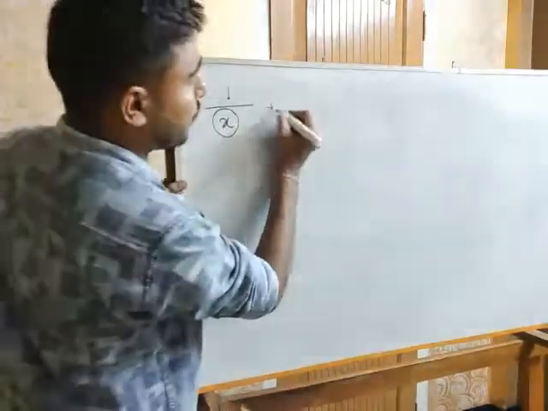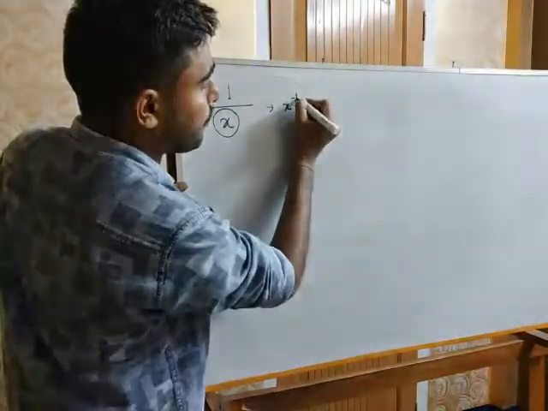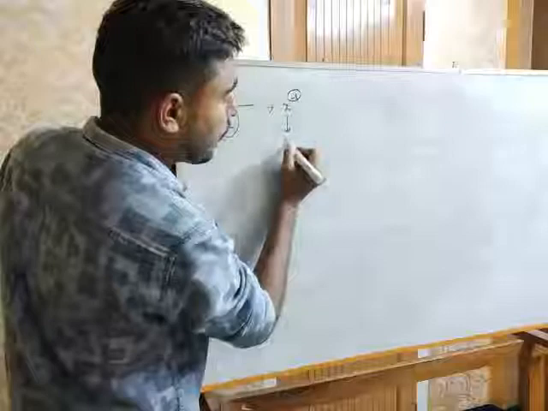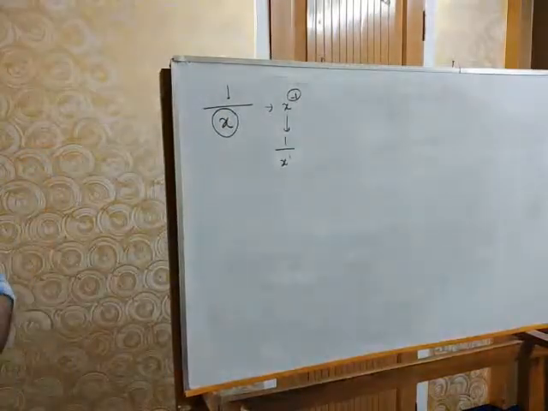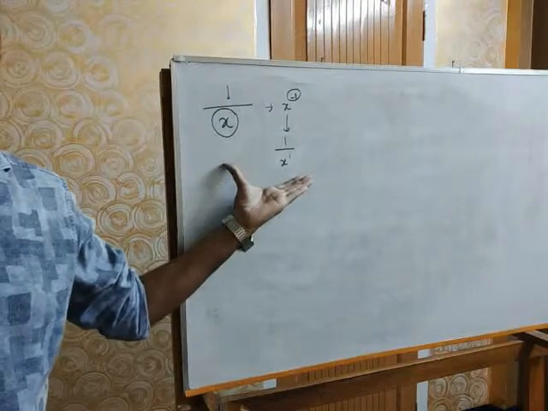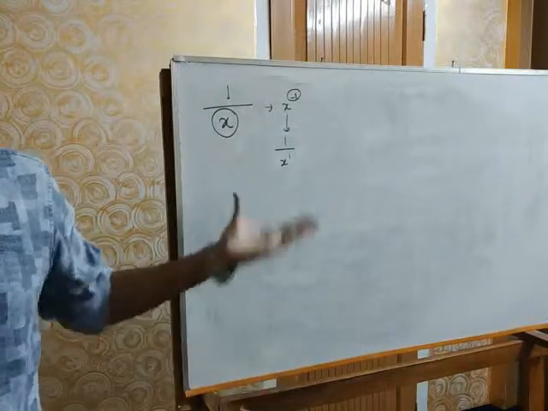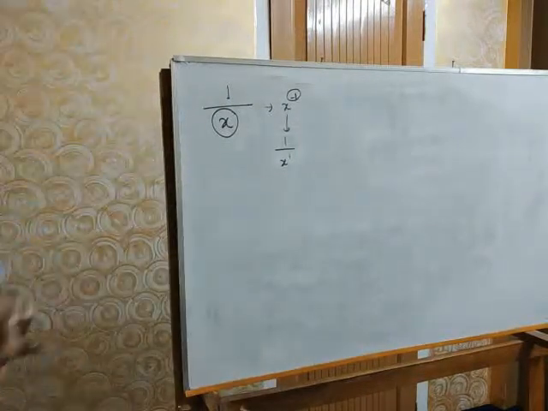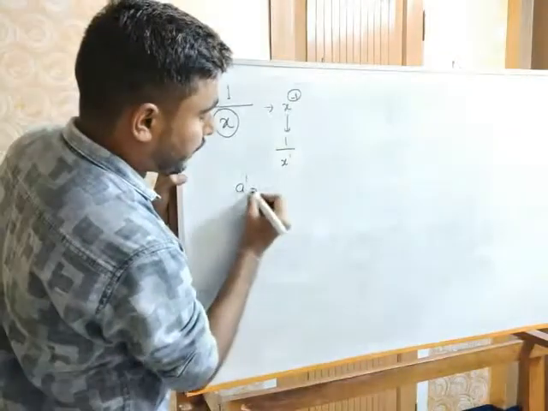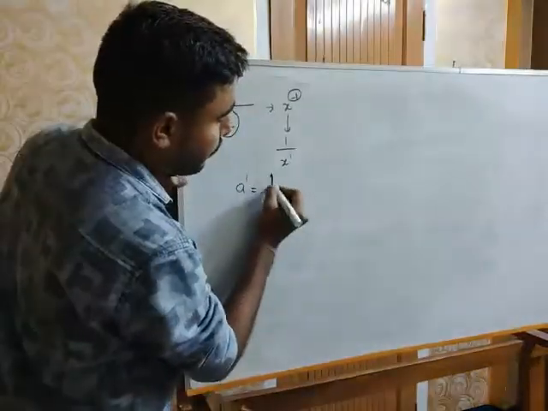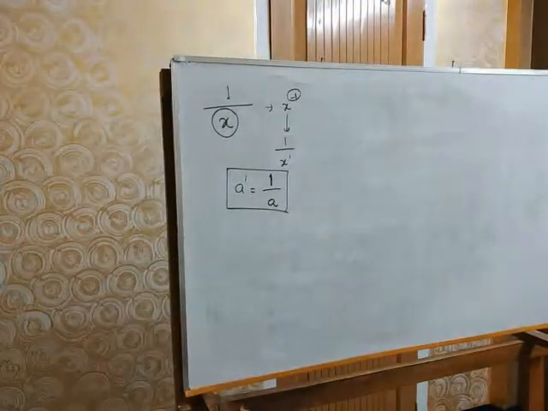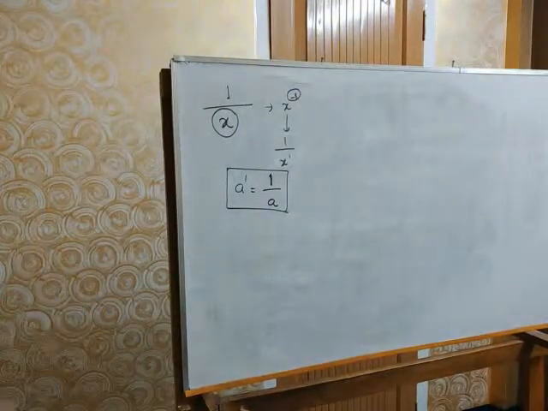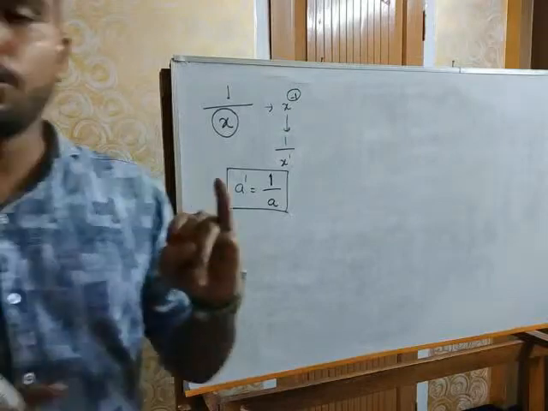1 by x means what? x to the power minus 1. Because it is x to the power minus 1, we wrote 1 by x to the power positive 1. You might have got it in the indices chapter, chapter number 1, just in the last class I explained to you. I gave you the property a to the power minus 1 is equal to 1 by a. So when the power is negative, where does the variable go? To the denominator.